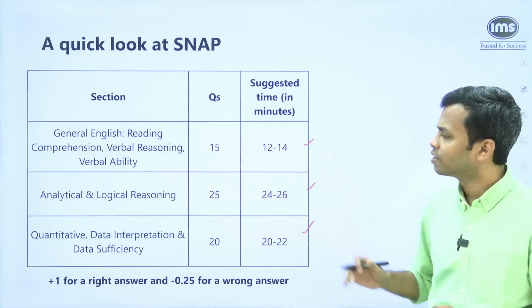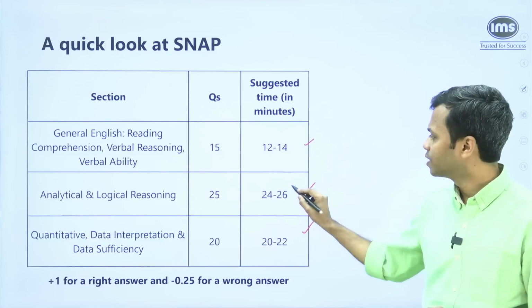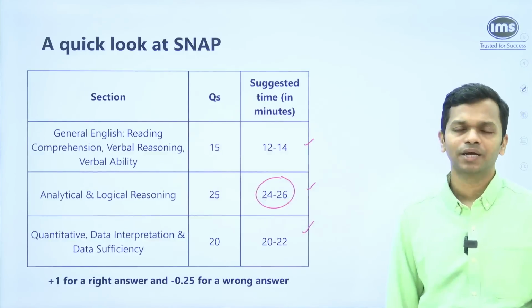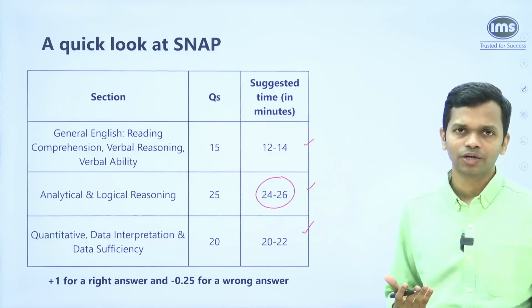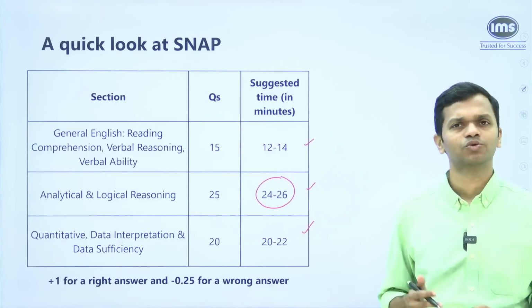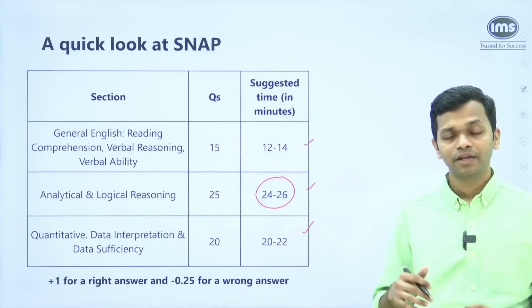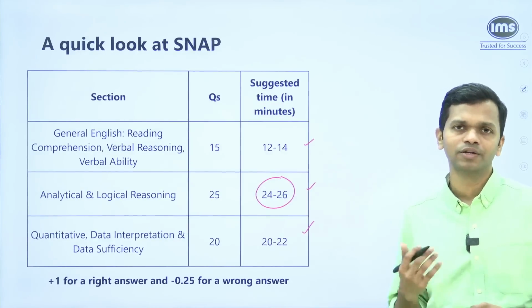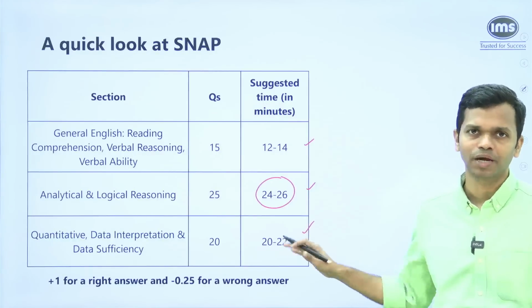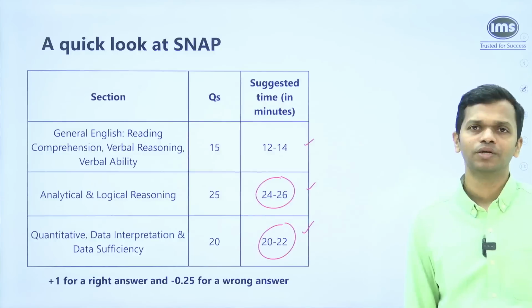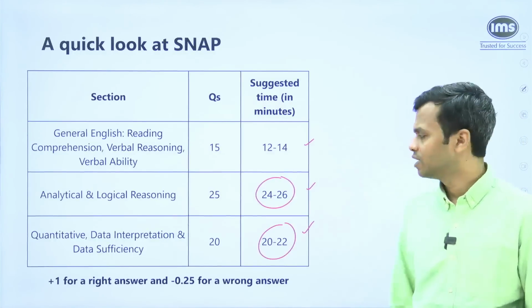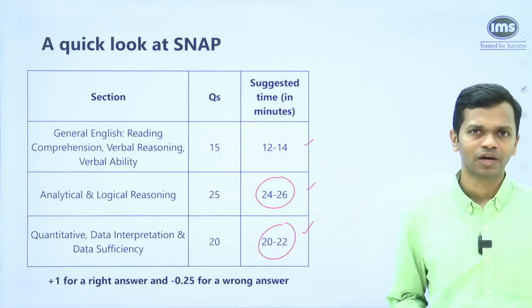If you look at the analytical and logical reasoning, 24 to 26 minutes is the recommended time, and this typically you should be splitting. So the first round that you do, you should be spending somewhere close to 15 minutes or so, and then you do a second round wherein you do the moderate level questions from that particular section. And similarly for quant, the suggested time is going to be around 20 to 22 minutes. Anything more than that may not be very helpful.